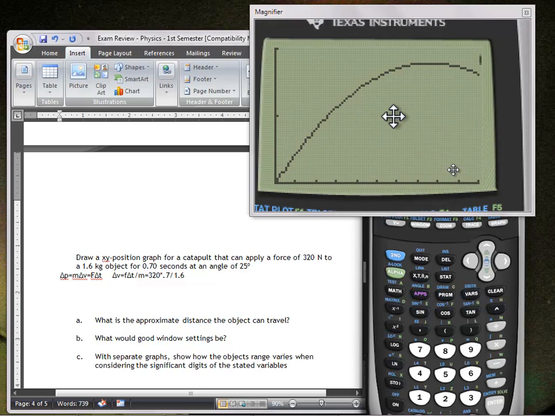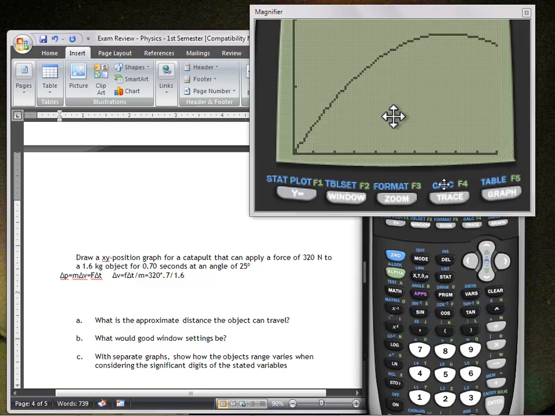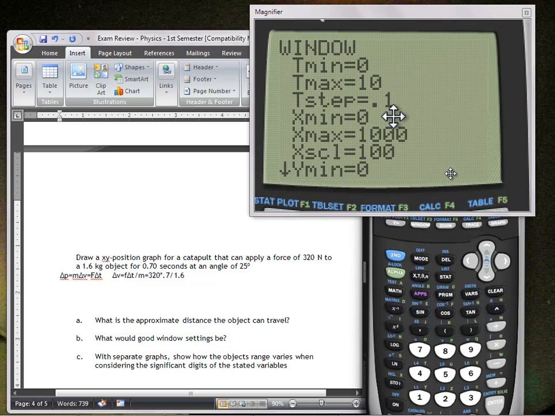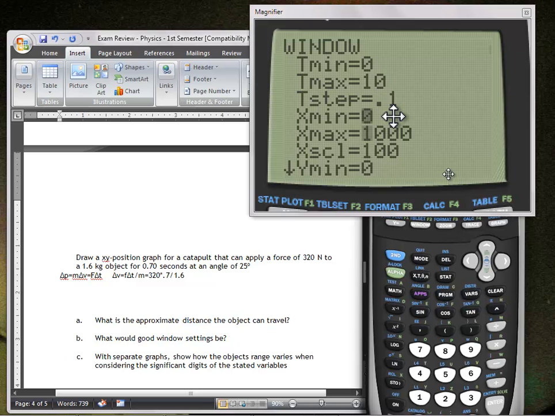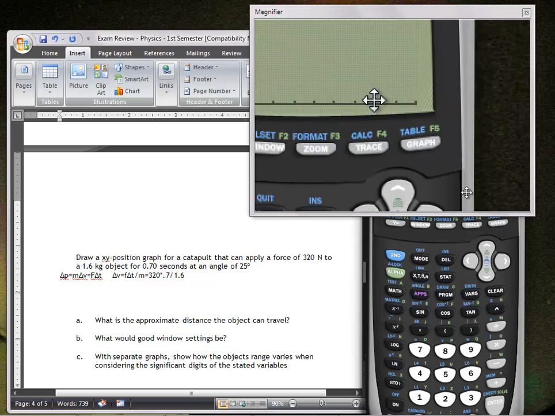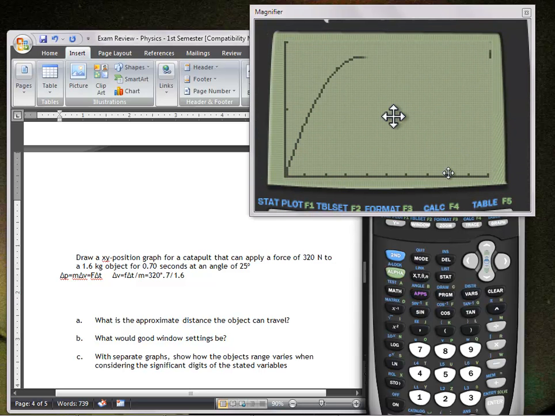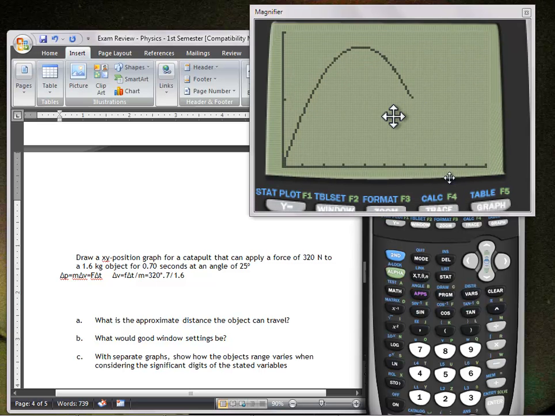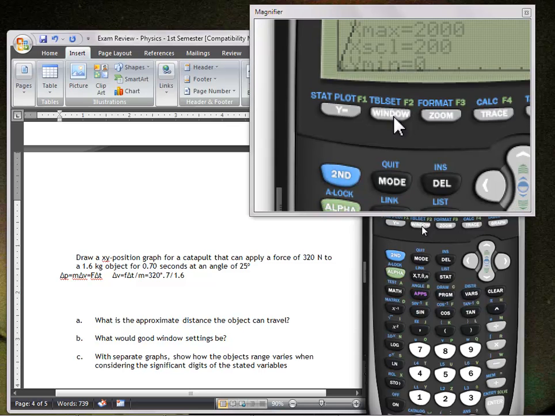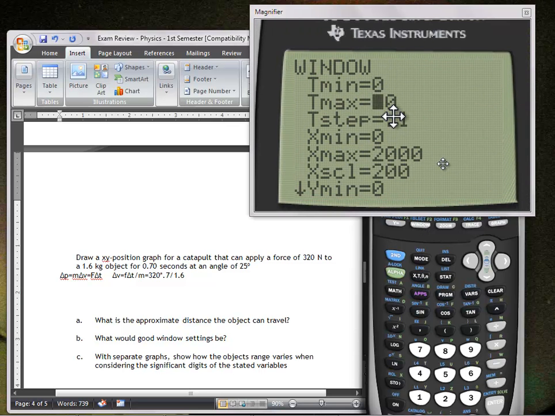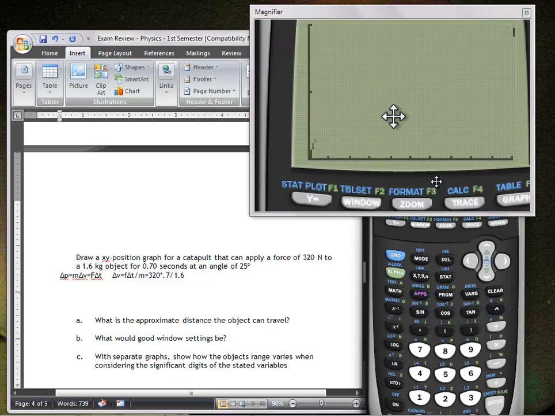So, looks like I wasn't quite far enough, surprisingly. So we'll go back to Window and just stretch our X max out maybe to 2,000, and we'll go by 200s. And hit graph. And it looks like it comes down not quite in enough time, so maybe another 4 or 5 seconds on the time, 15 seconds, and graph again.